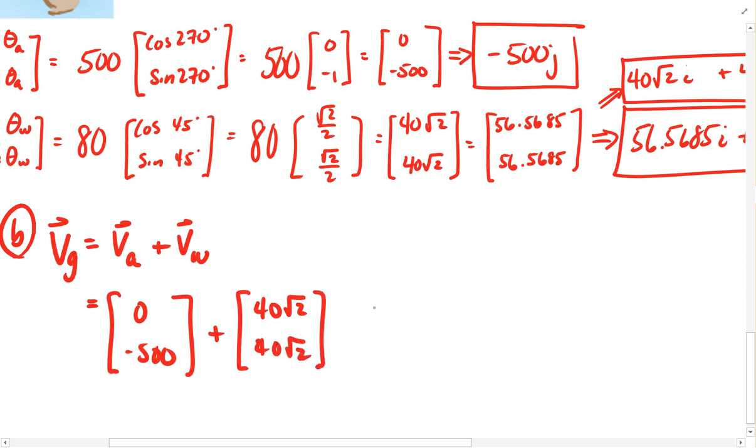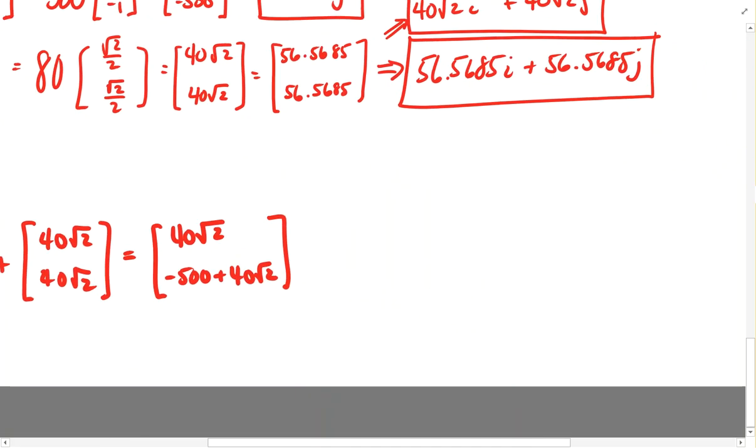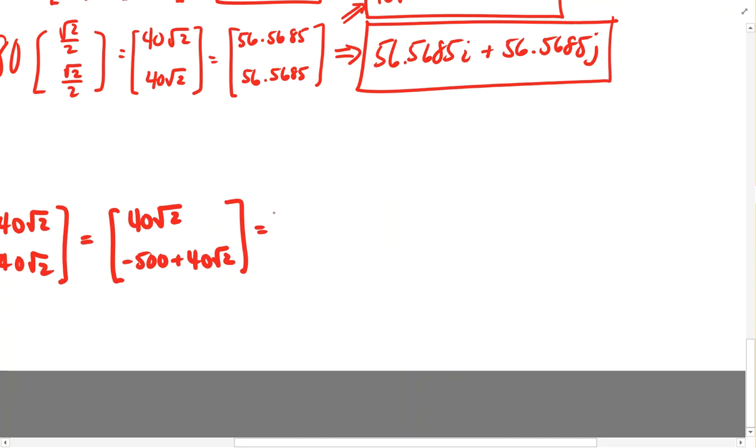And so now we can sum these two components together, and we have 40 root 2 for the horizontal component, and whatever the result of 40 root 2 minus 500 or negative 500 plus 40 root 2 is. Now, again, I'm showing this because these are precise answers, and we were able to complete them without the use of a calculator.